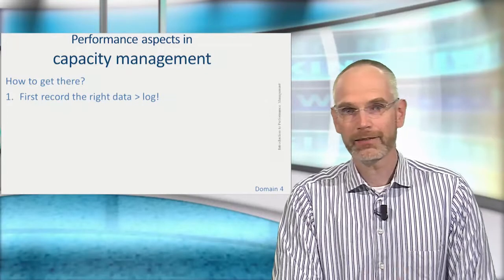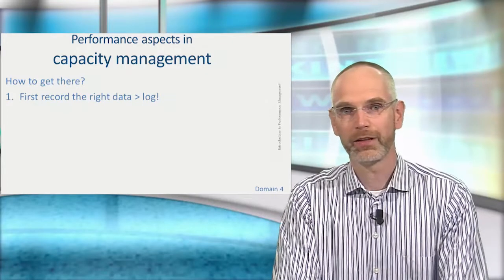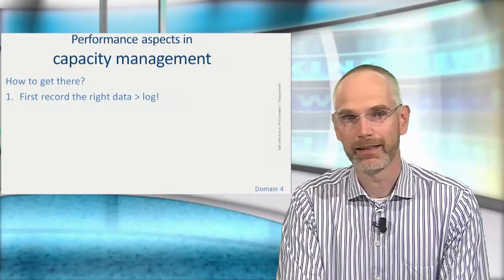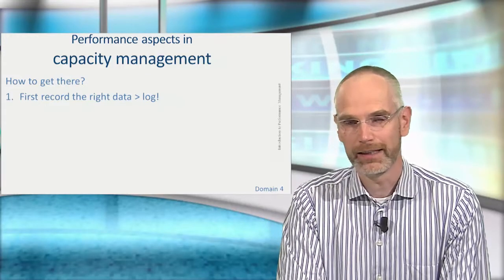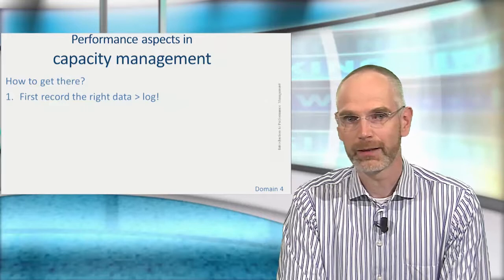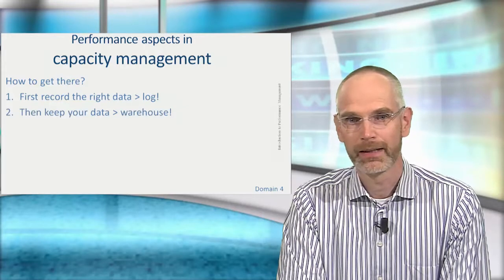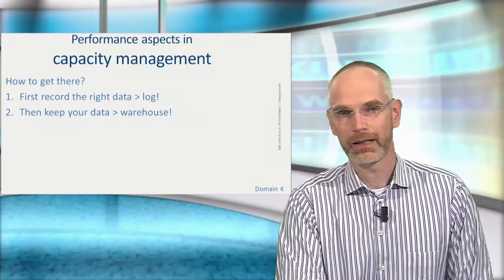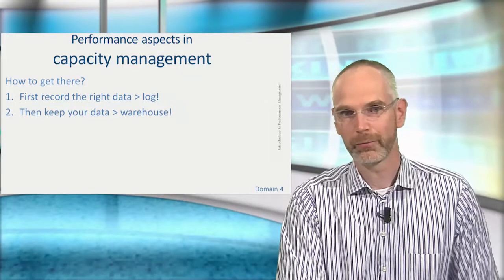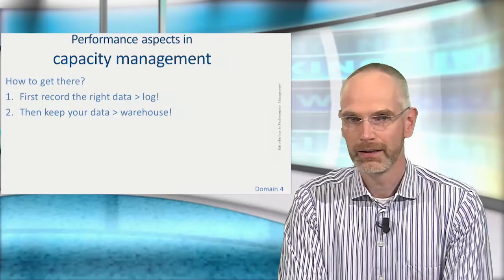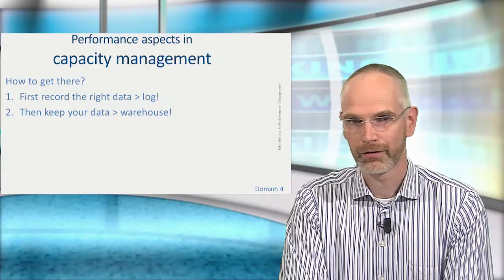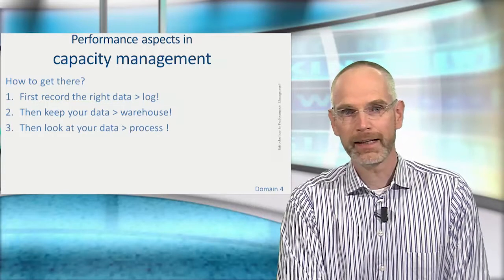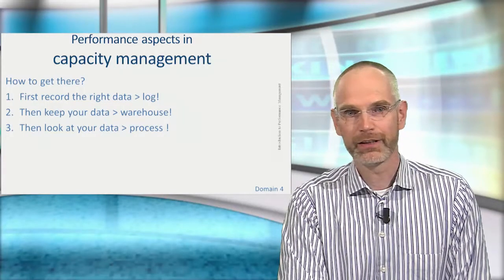Now, how do you actually get to a working capacity management process? It always starts with having the right data. Not just data, but having the right data. So really think about it and then log it somewhere in a place where it's big enough so that you can have data which contains trend information for at least more than a year, preferably 2 years, so that you can see trends over a longer time. And then the next thing is actually look at your data.